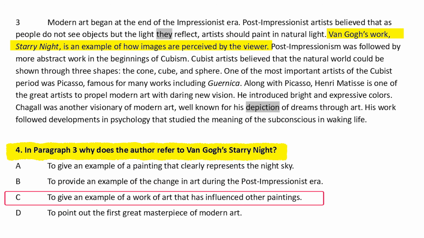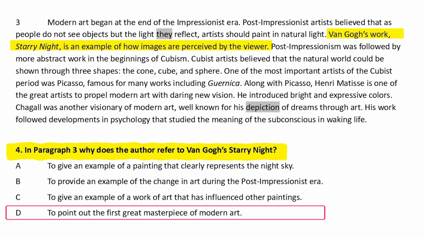The paragraph doesn't talk about influence. It talks about changes in artistic style. So C isn't supported by the text. D, to point out the first great masterpiece of modern art. This one is also incorrect. Starry Night is a famous painting, sure, but the paragraph doesn't call it the first great modern masterpiece. It's described as a post-impressionist work, which came before full-blown modern art like Cubism.